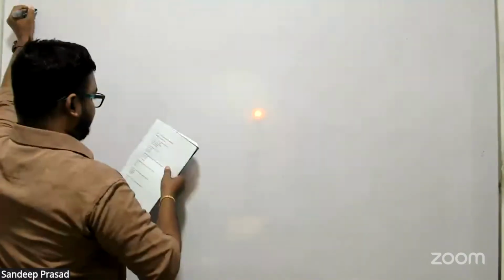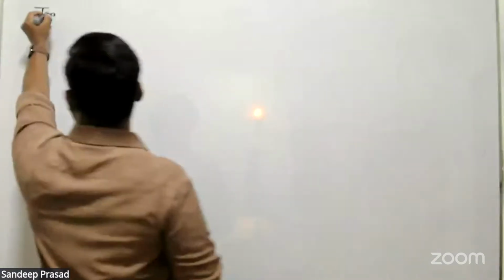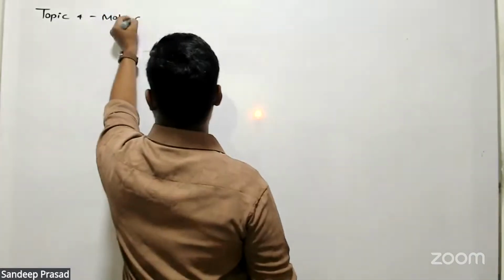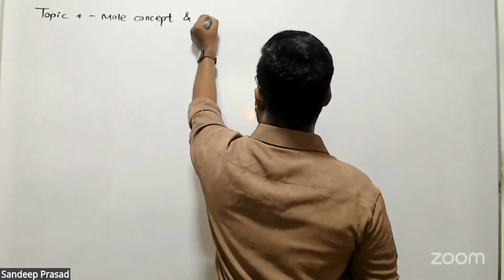Right. So good evening, students. Today we are going to conduct the third session of our pre-level foundation program, right? Today we have to discuss topic number 4, mole concept and stoichiometry. Turn to page number 11 in the PDF, okay? Without wasting time, let's quickly move to topic number 4, mole concept and stoichiometry.